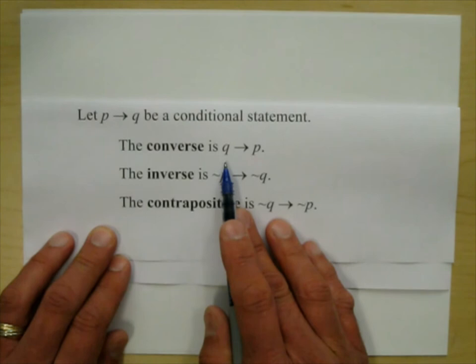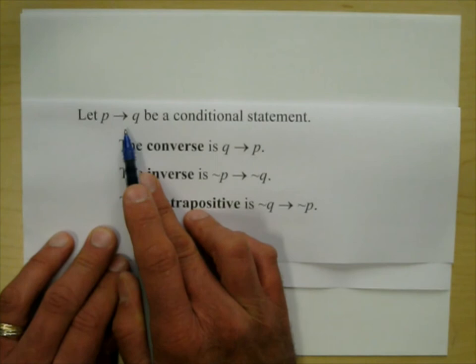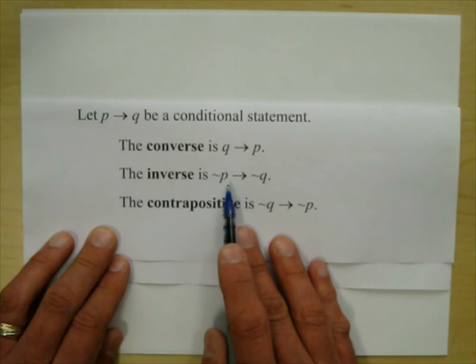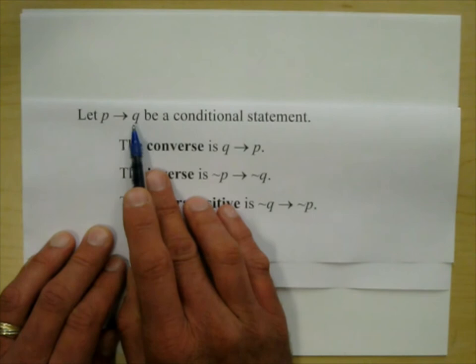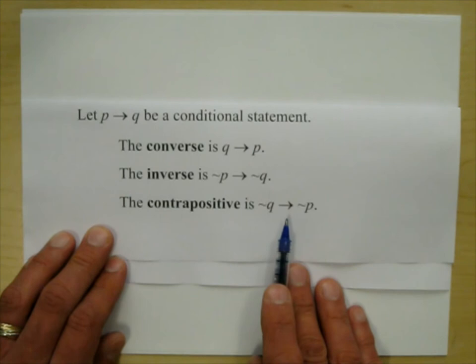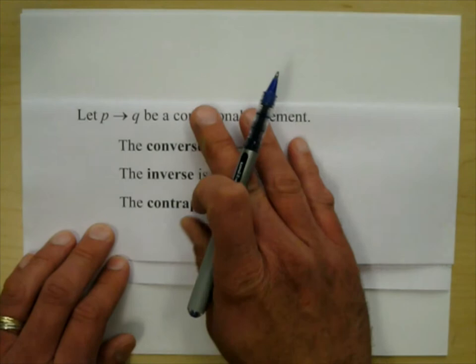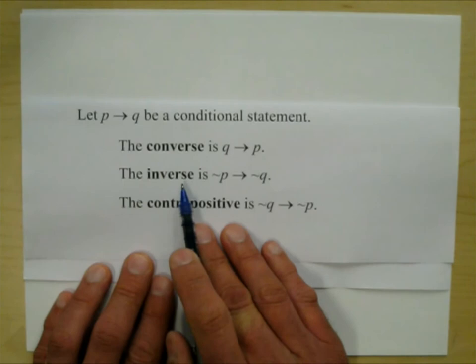The inverse of this original statement is not switching them around, it's negating them. And then the one that's the hardest to say and the most complicated is swapping them, like the converse did. See, we swapped them and we negated them. So this is called the converse, the inverse, the contrapositive. And so for any statement that's a conditional, we can ask, hey, what is the converse, what is the inverse, what is the contrapositive? And let's take a look at this.